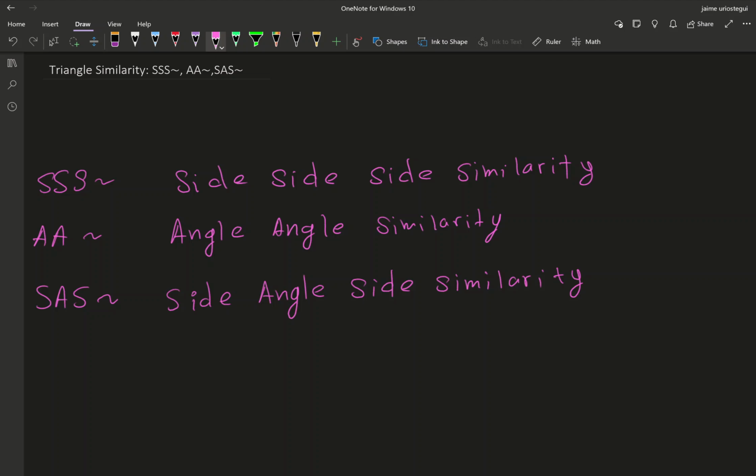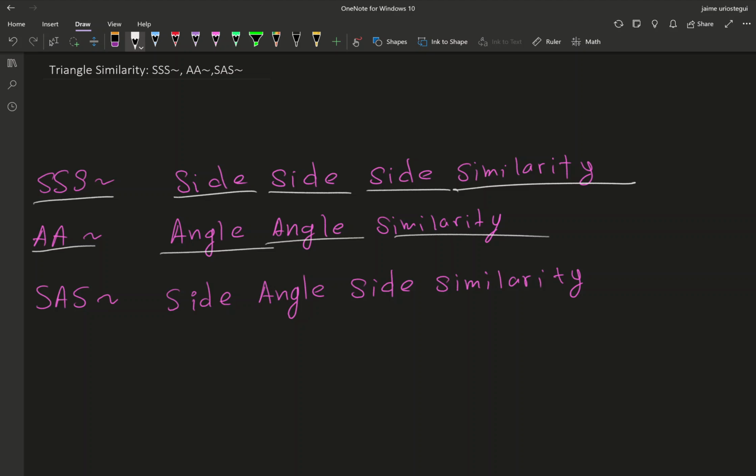This first one here, SSS squiggly line, well that squiggly line means similarity. So we're going to read this as side, side, side similarity. Here we have angle, angle similarity, or AA, right? And here we have SAS squiggly line, so that's side, angle, side similarity. So these are just the theorems.